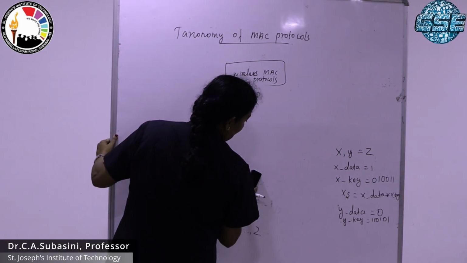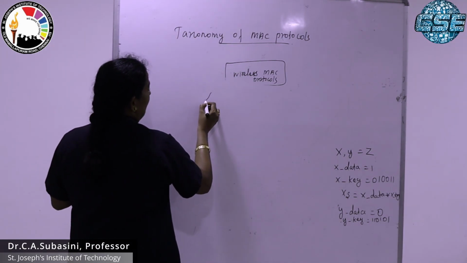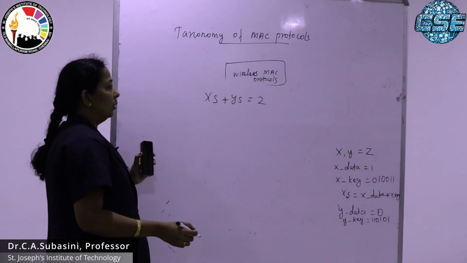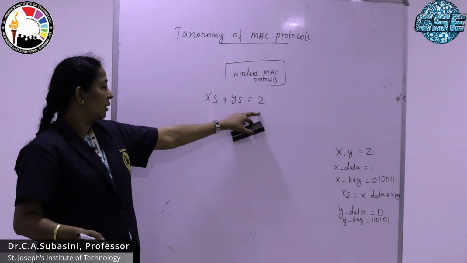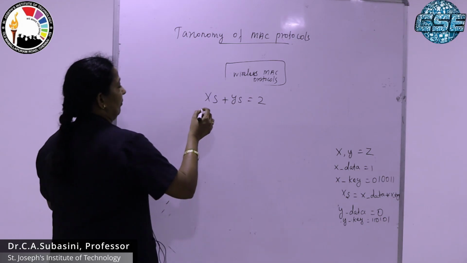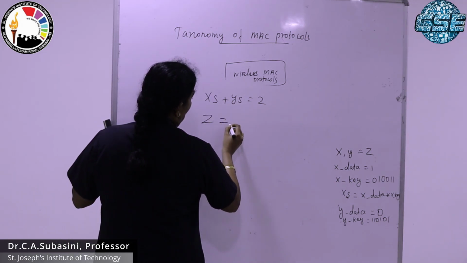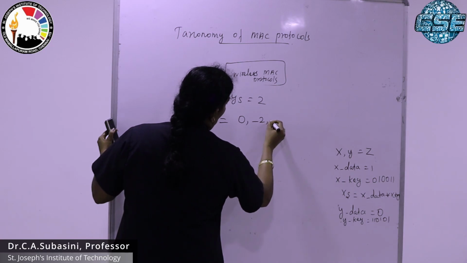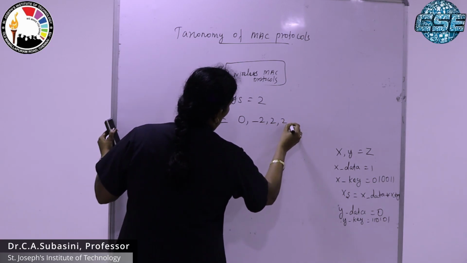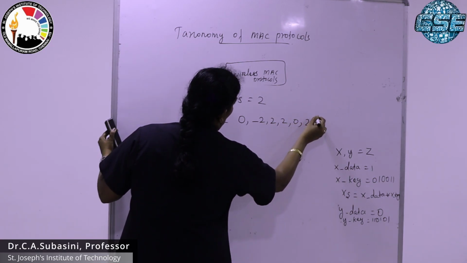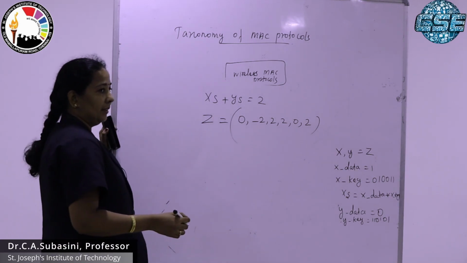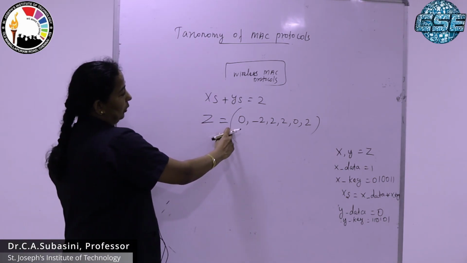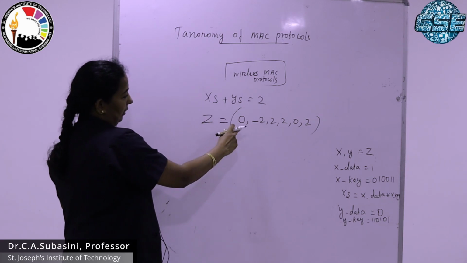It will be sending on Y. So that is XS plus YS equal to Z. So it will be sending on Z. After completing this, Z will be 0, minus 2, 2, 2, 0 and 2. So this will be on Z. After completing this Z value, we will verify all those values.